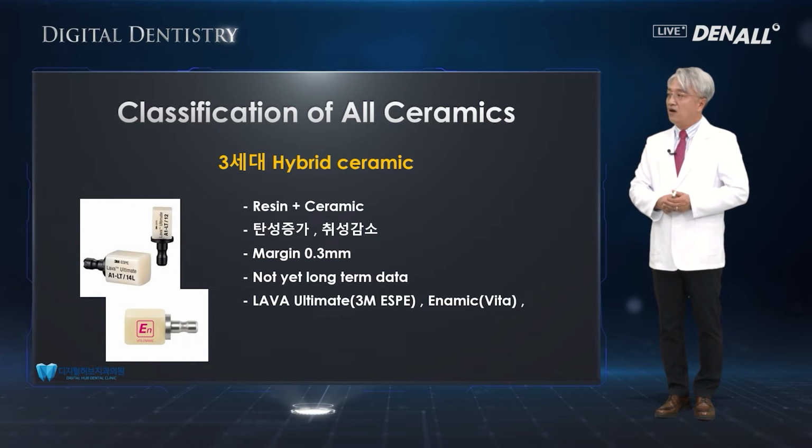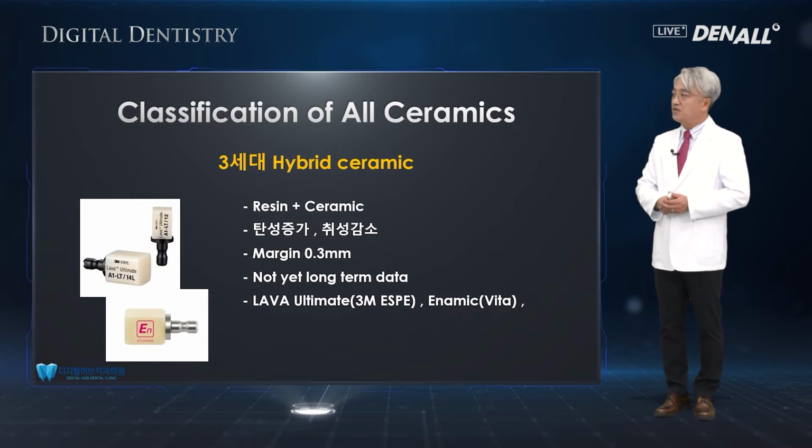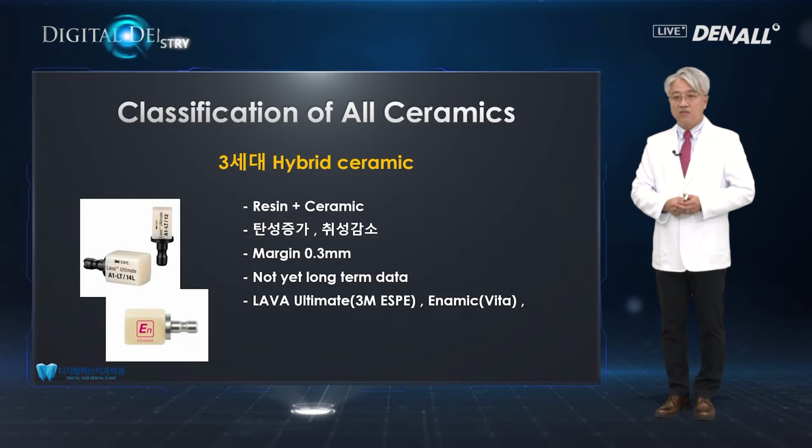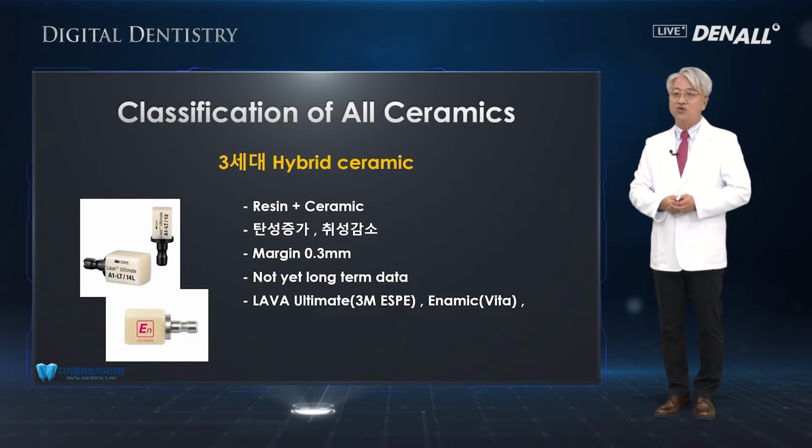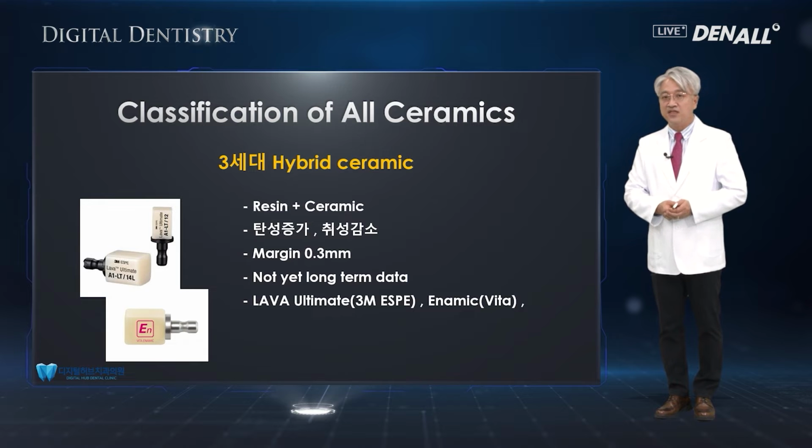Lava Ultimate or Vita Enamic, this type of materials are third generation. Of course, there's not yet long-term data, but it's widely used clinically, both aesthetically and strength-wise. Of course, there's a bit of a shortage, but it's overall not a problem.